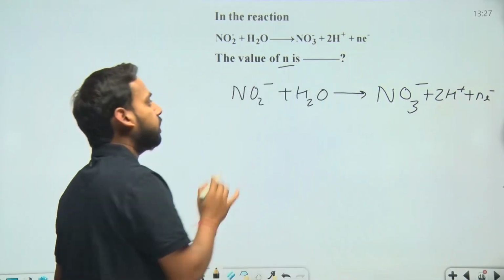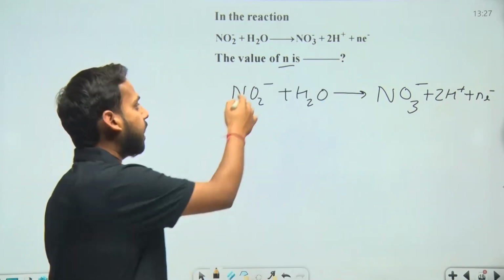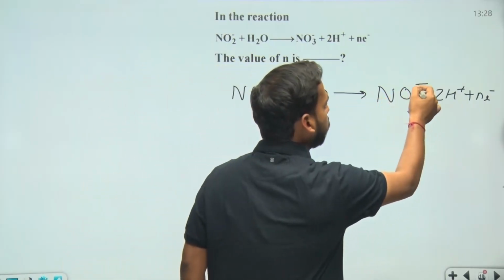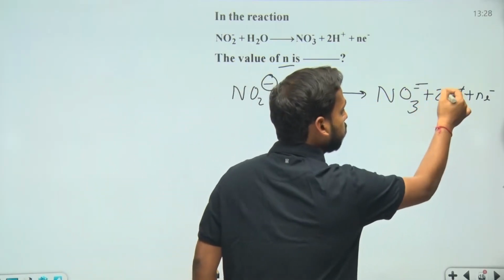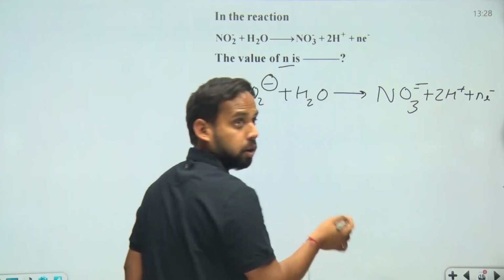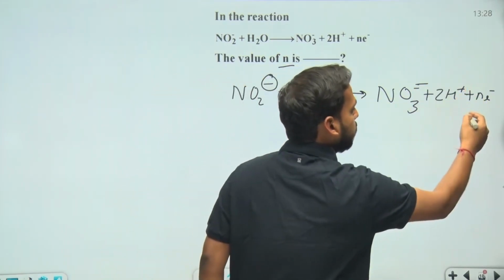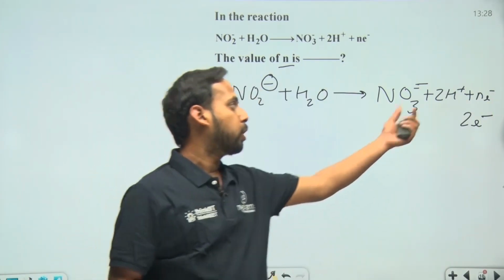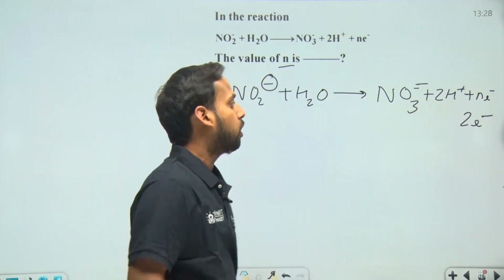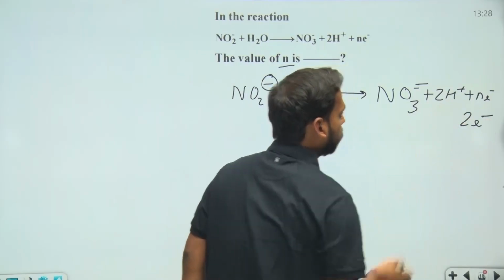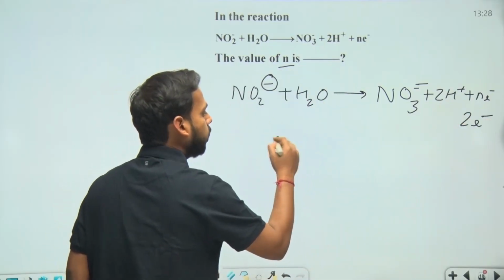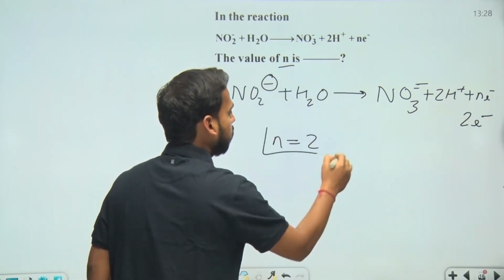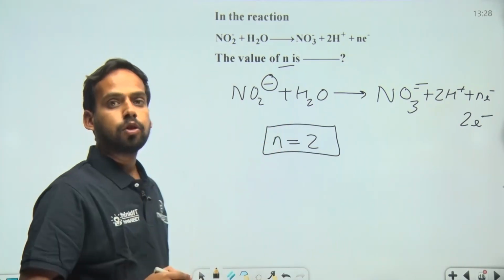If we see here, on the reactant side it is -1 and on the product side it is also -1, but here we have 2H plus. So in order to balance this, it will be 2 electrons minus, because we have to add the 2 electrons here. So they are going to cancel each other out. So the value of n comes out to be 2. So the value of n is 2.